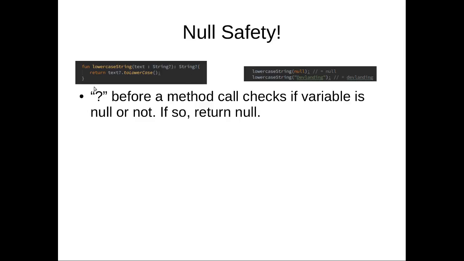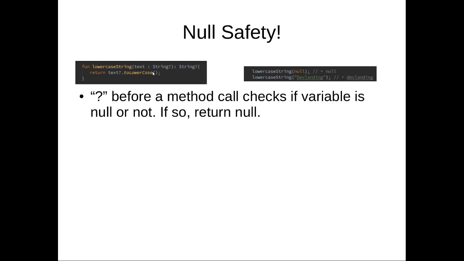and then return text.lowercaseString. So it will be return text, and then it goes to the question mark, and the question mark says if text equals null, then just return null. If text equals something not null, then do a lowercase. So you don't get any exception, you don't get any crashes. It automatically does a null check for you.